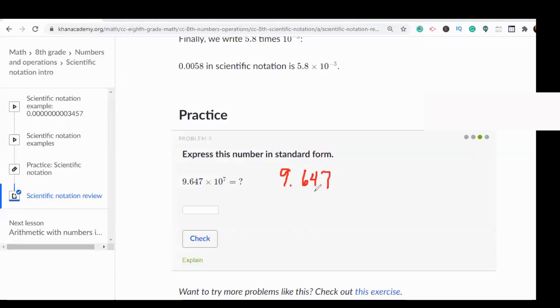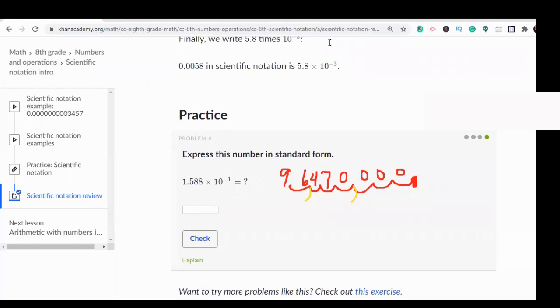So we start with 9.647, and we're going to move the decimal 7 places to the right. 1, 2, 3, 4, 5, 6, 7. So now the decimal is here, and we need to fill in these extra places with zeros. And we can put the commas so that it's easier to read the number. So this number is actually 96,470,000. And that's what we need to type in.